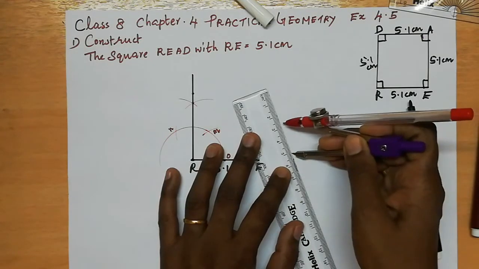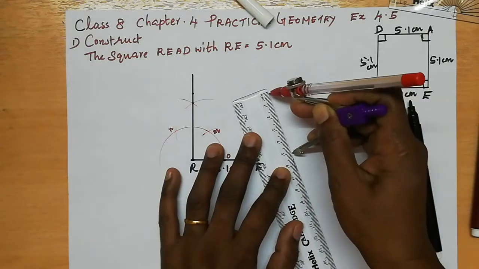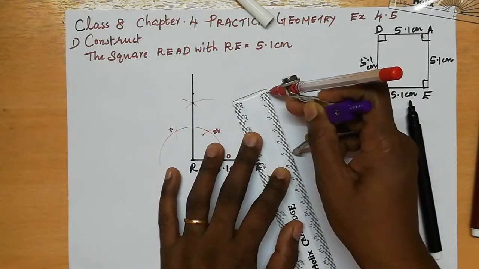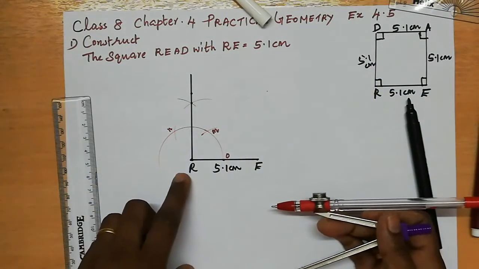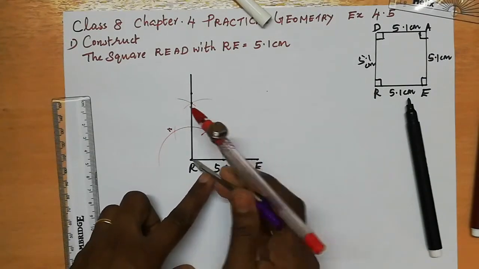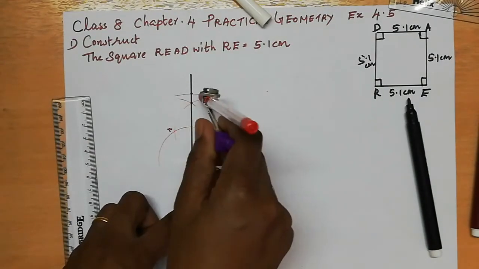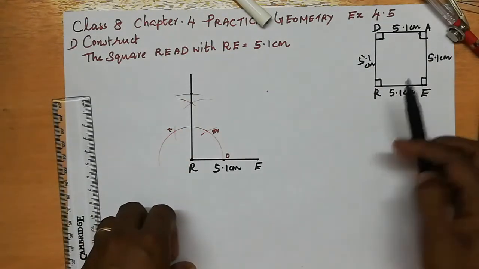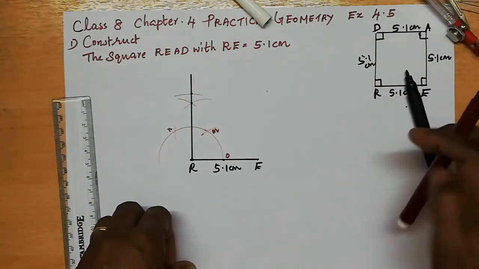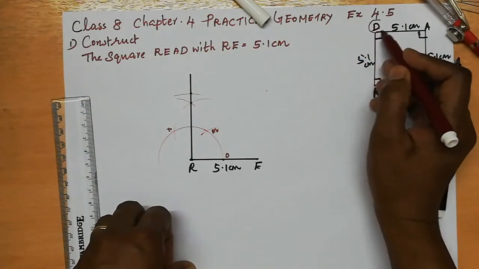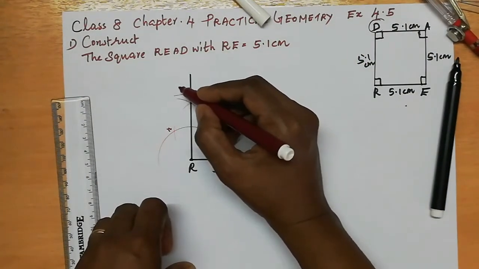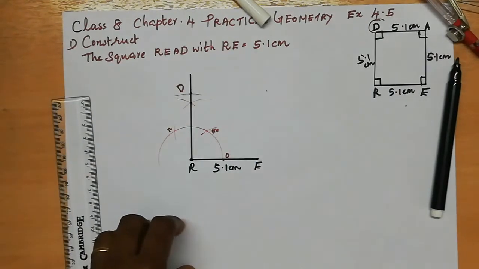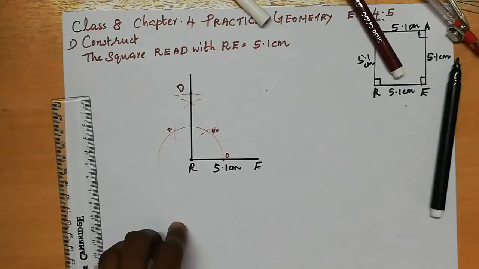Here we already see how to take 5.1 centimeter. Then pointing at R, we can mark an arc. This is the place where D is. This D, we find it. So we can mark it here, D. Okay, clear? Now again, what we have to do?